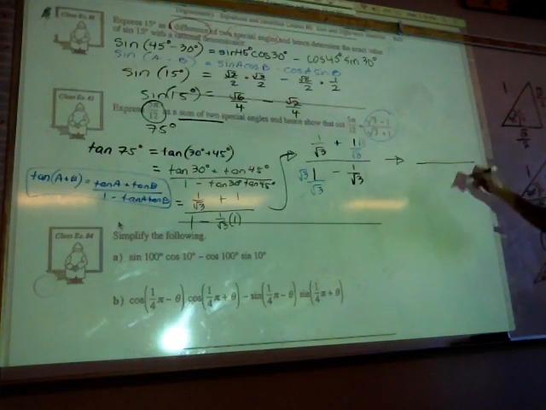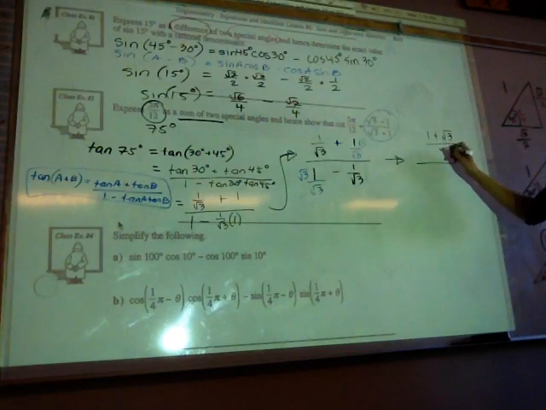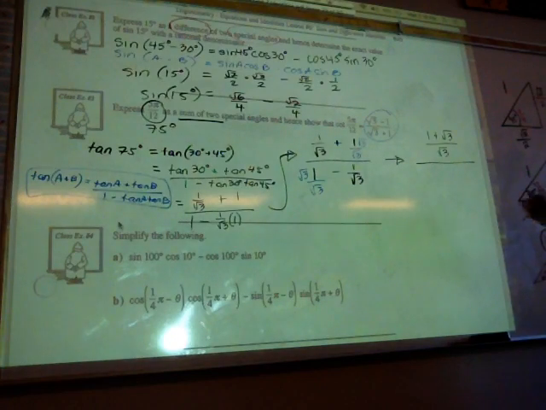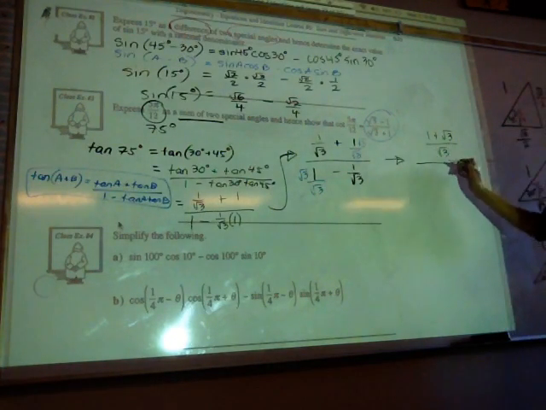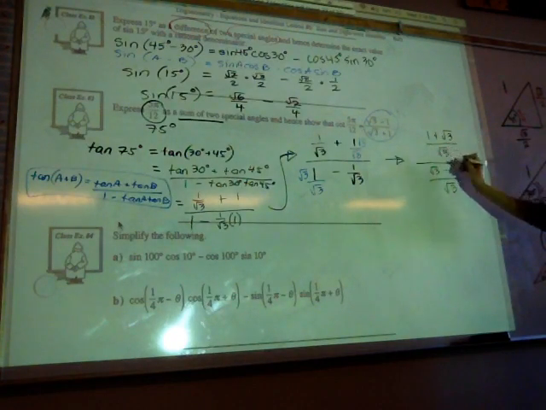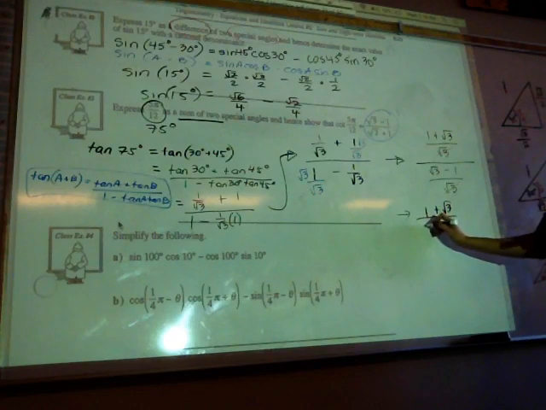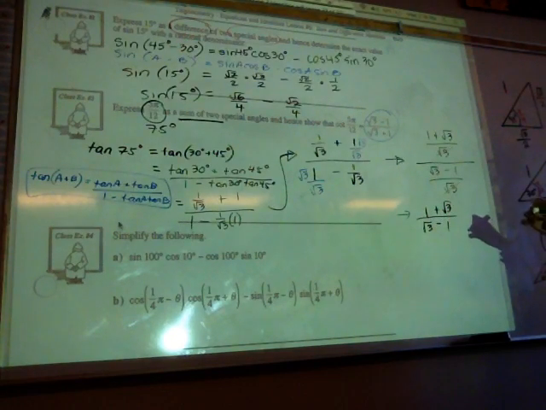So in our numerator, we have 1 plus root 3 all over root 3. And in our denominator, we have root 3 minus 1 all over root 3. What's going to happen to those root 3's? Smile here. See you later. And we result with 1 plus root 3 over root 3 minus 1.